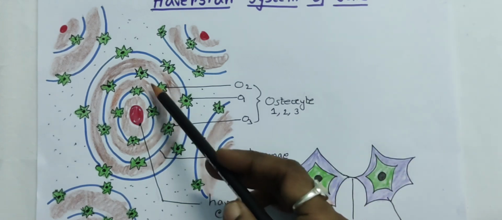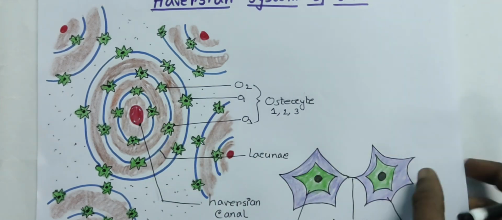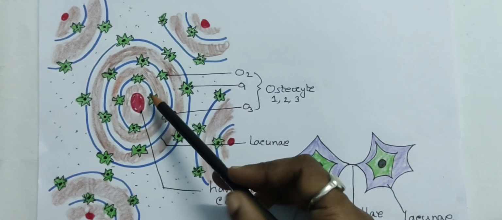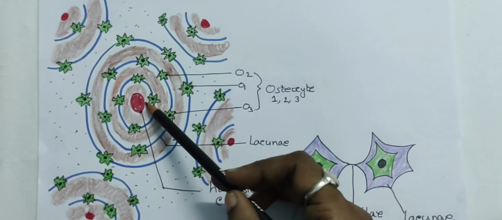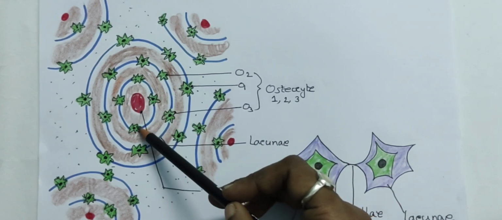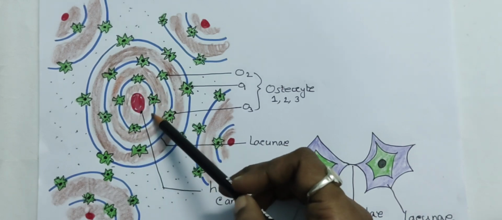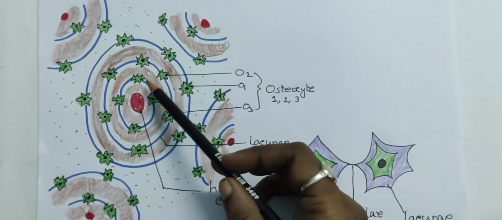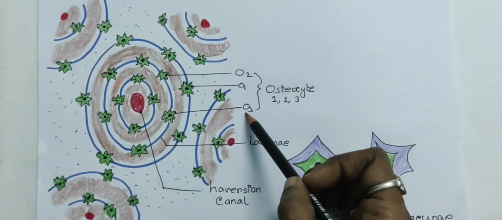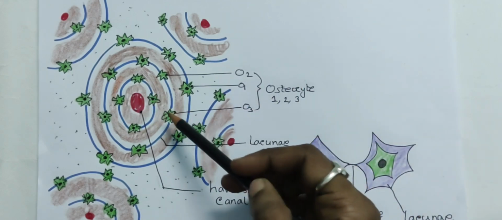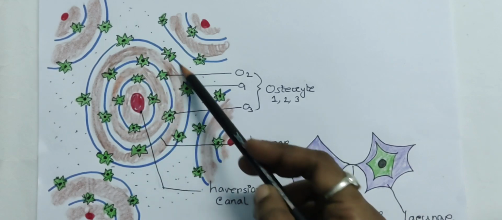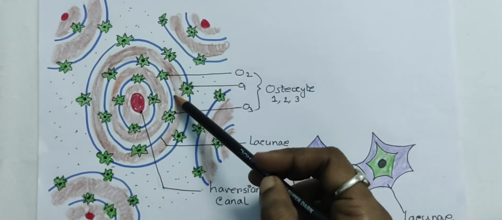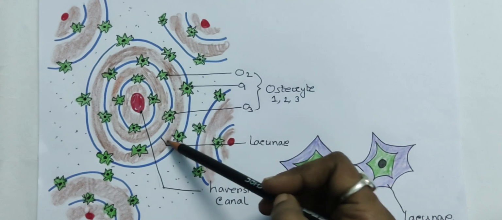This is the structure. The central part is called the Haversian canal. Surrounding the Haversian canal there are osteocytes. So in this circle there are four osteocytes: O1, O2, O3. So these are all osteocytes, that is the bone cells. They are arranged in such a manner, and the connecting link between these two osteocytes is the lacunae.